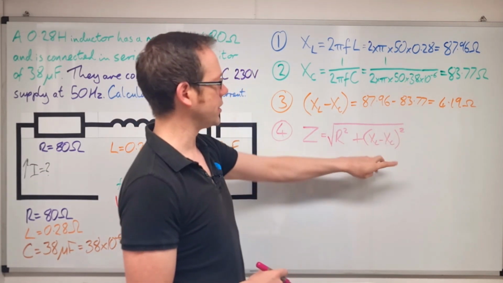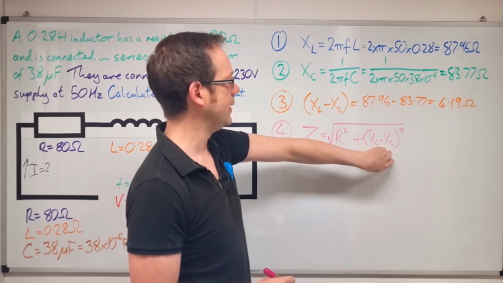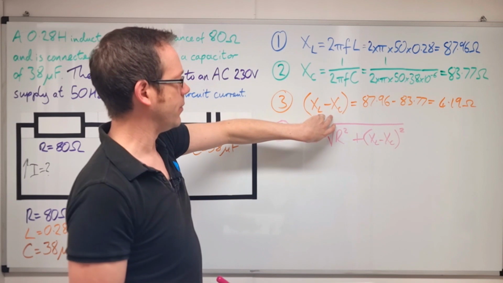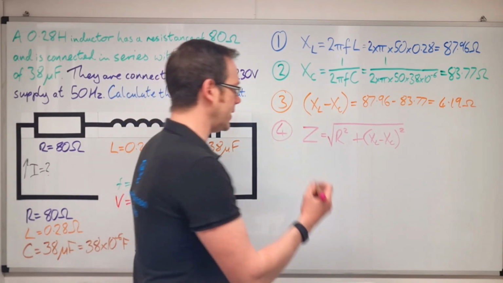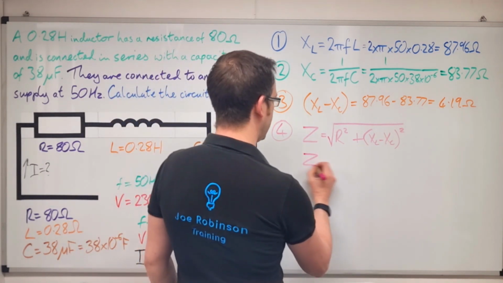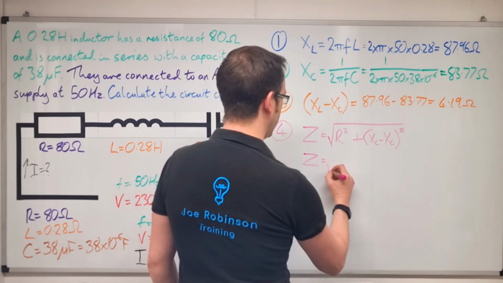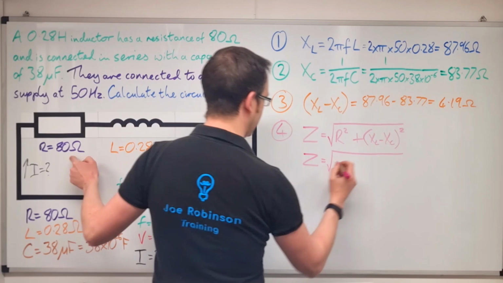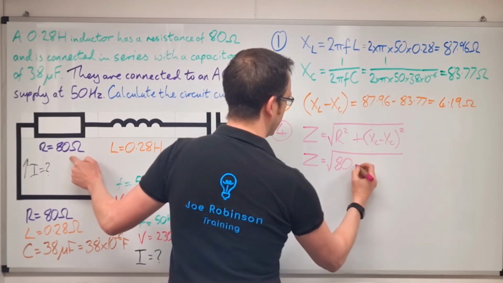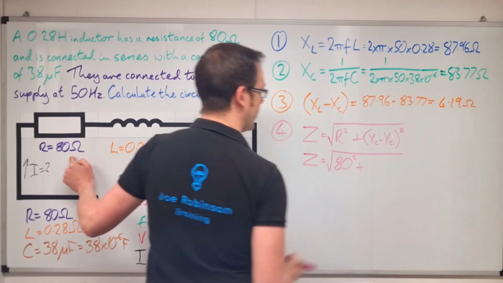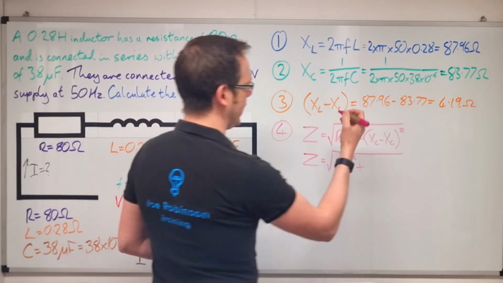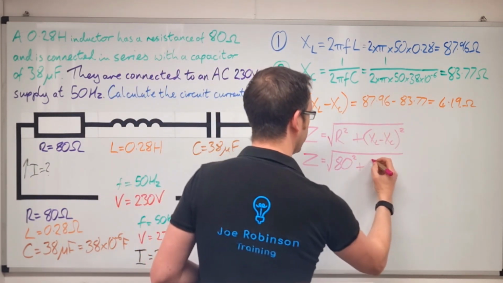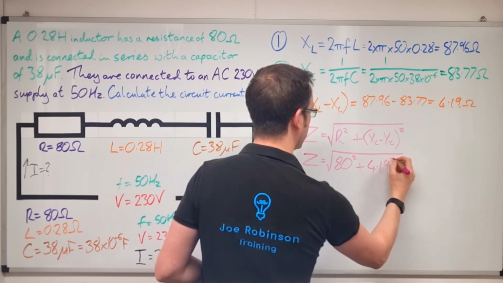So hopefully you can see we're just going to replace that XL minus XC for this number here, because that number there is the same as XL minus XC. So the next stage, again, we just say that Z is equal to, put the numbers in, the square root of, the resistance in this circuit was 80 ohms, squared, must not forget to do that, plus, and then we're going to put in the value we calculated up here, so 4.19 squared.